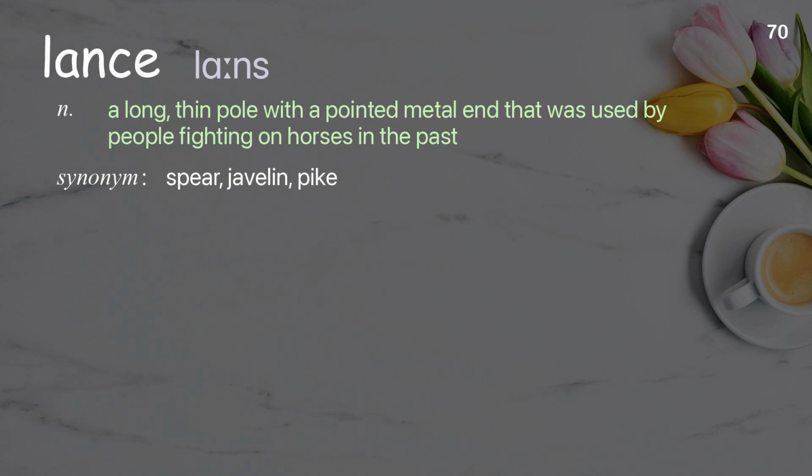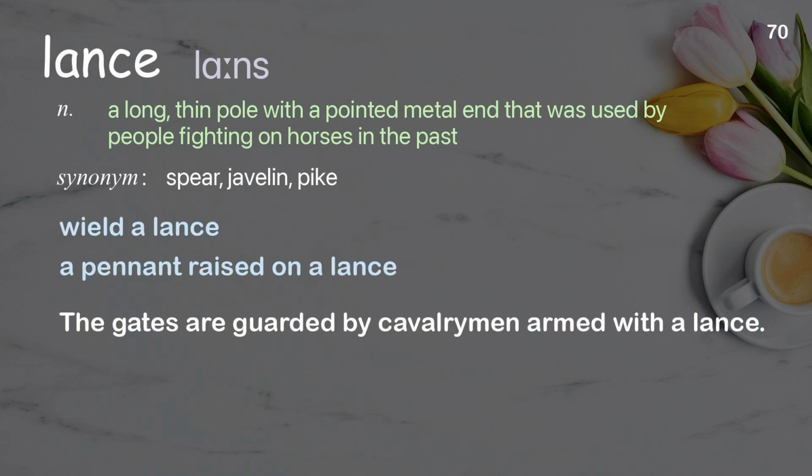Lance. A long, thin pole with a pointed metal end that was used by people fighting on horses in the past. Examples: Wield a lance. A pennant raised on a lance. The gates are guarded by cavalrymen armed with a lance.